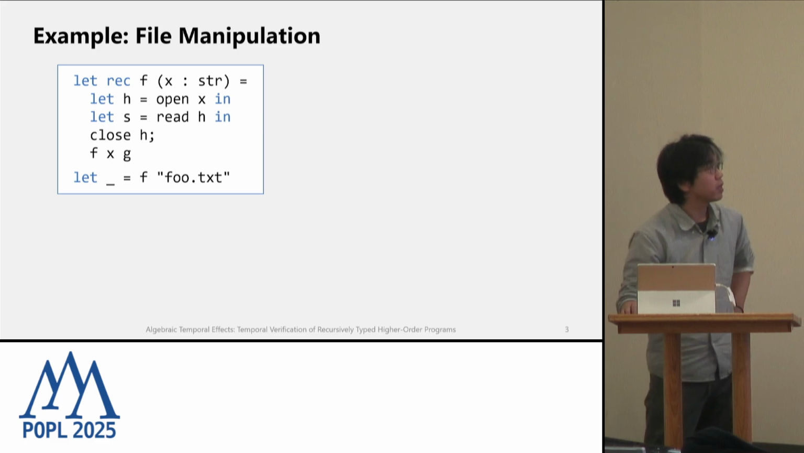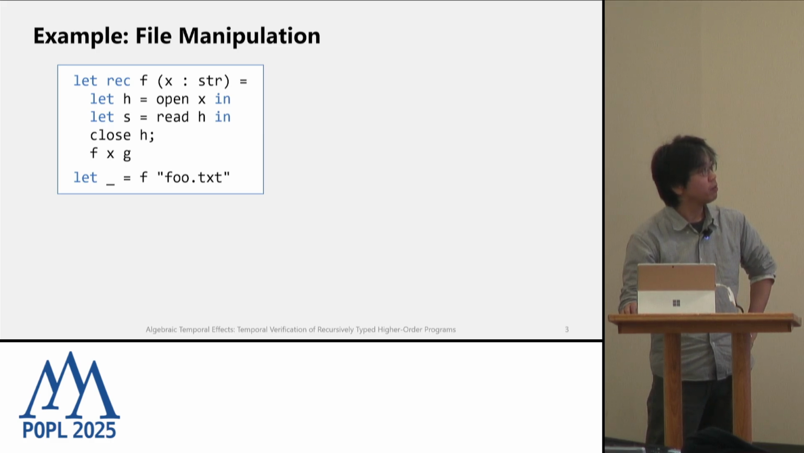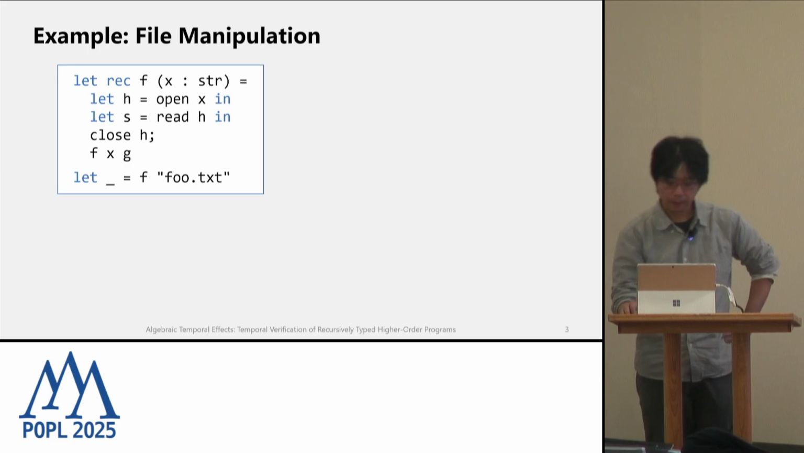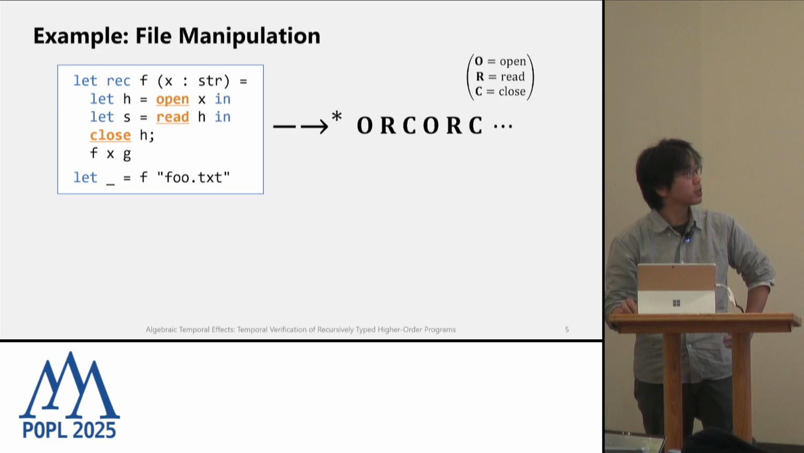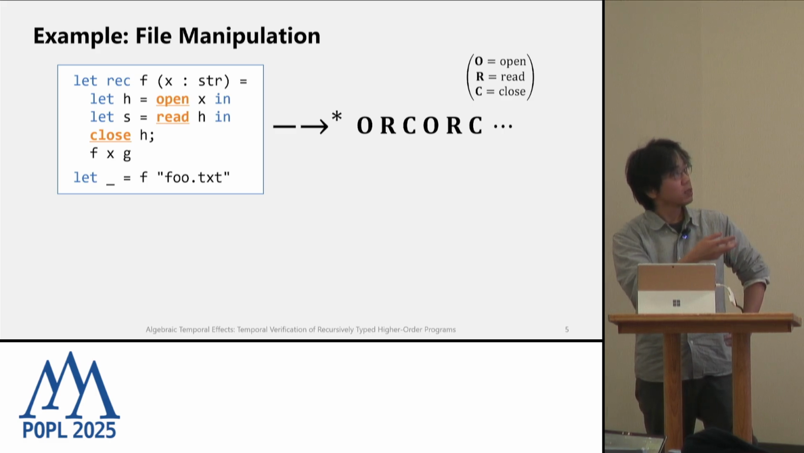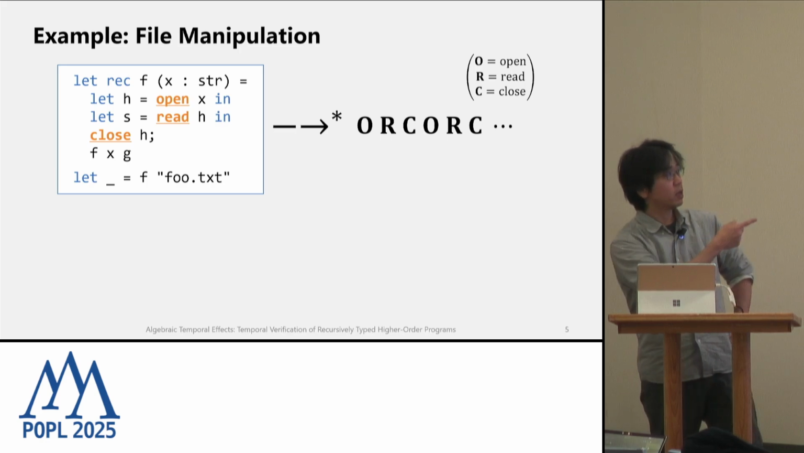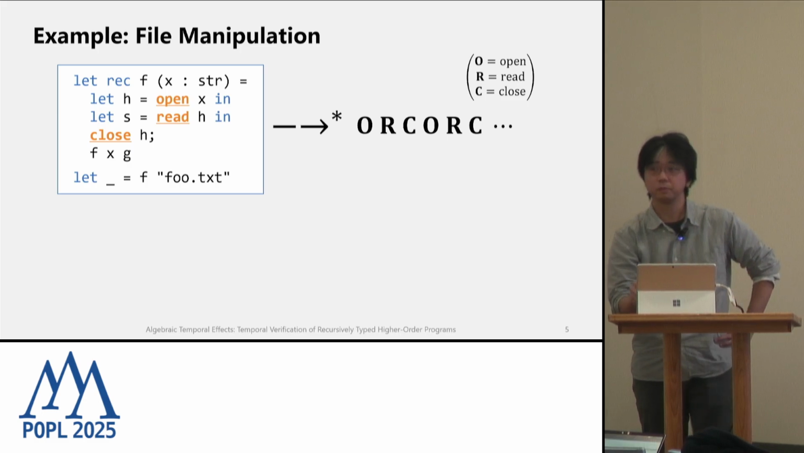Okay, so let me show one simple example. Here it defines a recursive function f, and it takes file names, opens the file, reads the contents, and closes the file, and then the function is called recursively. If we are interested in the use of the file manipulation operations, then the generated trace consists of three effects: open, read, close. By calling this recursive function, an infinite trace is generated, consisting of infinite repetitions of open, read, close, and so on.